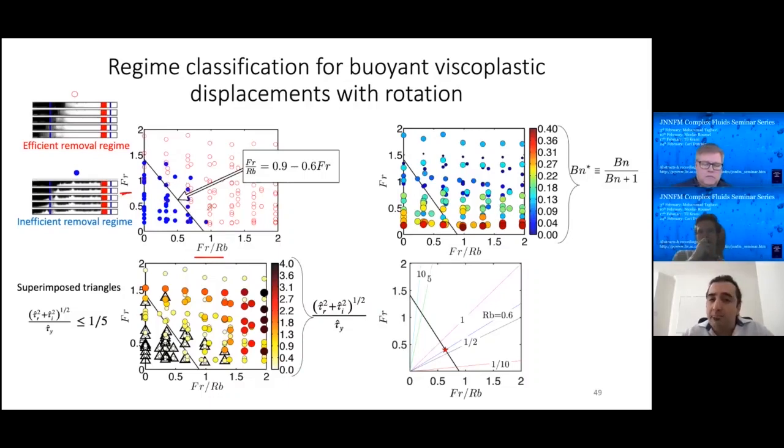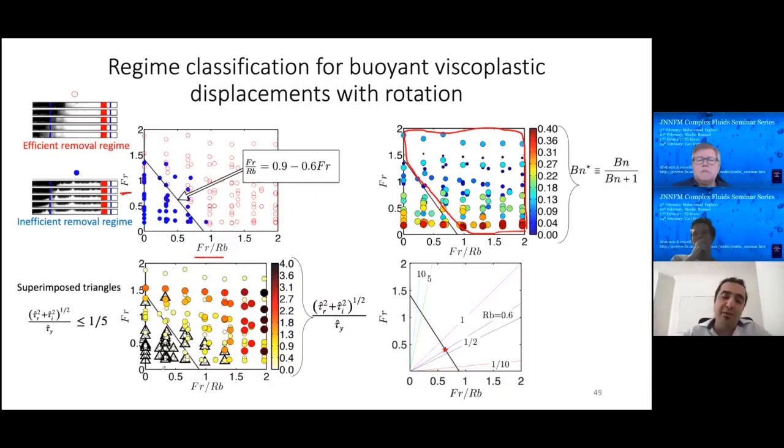So on the other hand, and this is actually a bit bizarre, if we plot the value of the Bingham number on the same graph, we observe that large values of the Bingham number could exist in this region, which is basically the region where we have efficient displacement. So we need to explain why the static residual layers can be displaced for such flows.